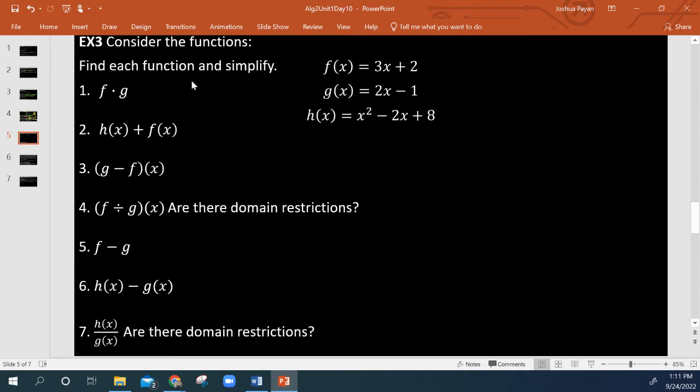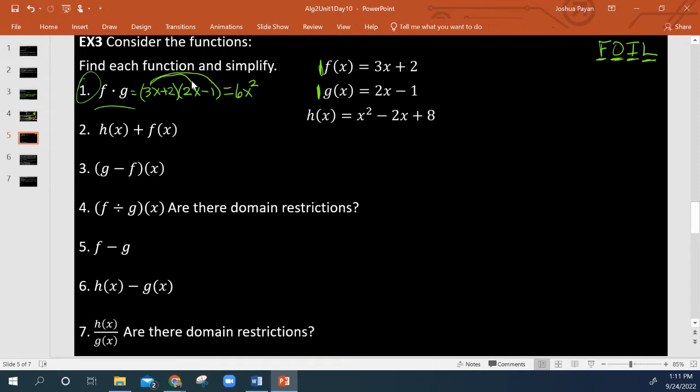Okay, so on to our next example. We're going to review a little bit on foiling because we're going to have to do that here. f times g, right? So if we're going to do f times g, well, that's going to be 3x plus 2 times 2x minus 1. We're going to have to FOIL, and if you've forgotten, FOIL stands for first, outer, inner, last. So first, 3x times 2x is 6x squared.